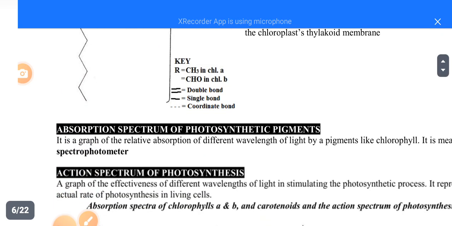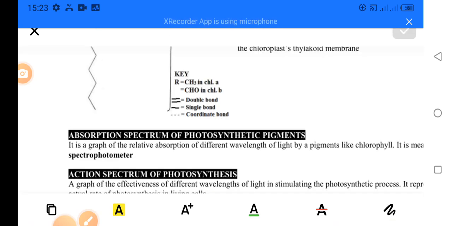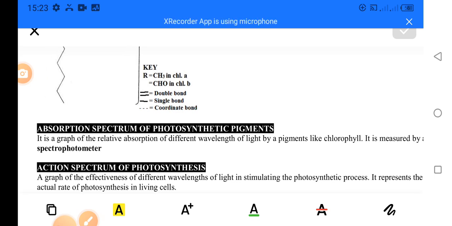In our next session we are going to look at the absorption spectrum of photosynthesis. When we talk about absorption spectrum, it is a graph of relative absorption of different wavelengths of light by a pigment like chlorophyll. It is measured by a spectrophotometer. We are going to continue with this, but that has been the structure of the chlorophyll molecule.